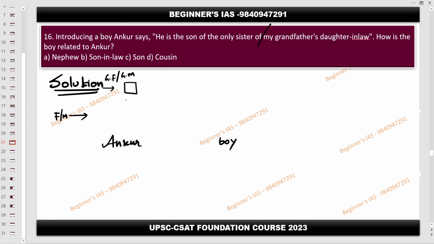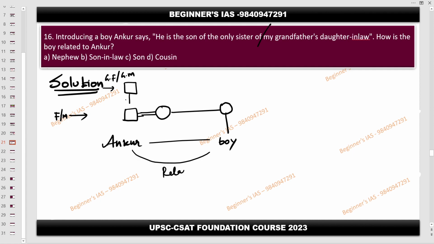Now some person will be there. My grandfather's daughter-in-law, so the daughter-in-law will be here. These people are married. Now move on. Only sister of the daughter-in-law means this sibling, and the son of that only sister. How is this person related to these people? That is the question. Siblings or cousins? Obviously it is not siblings, it is going to be cousins.